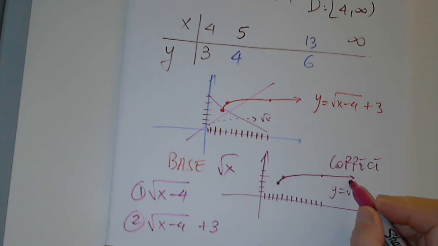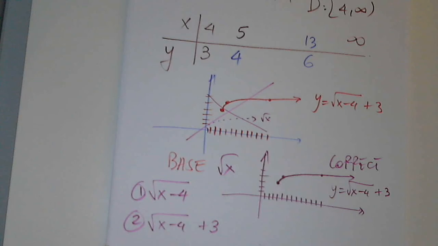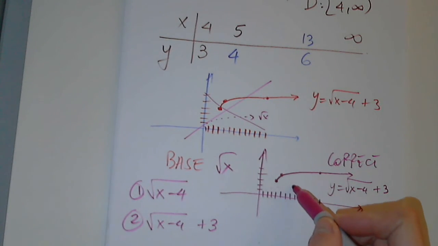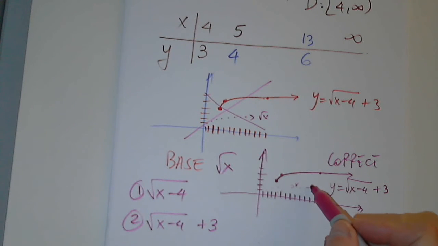So y equals the square root of x minus 4 plus 3. So then this would have been the square root of x, and this would have been the square root of x minus 4, and then up 3. And what about the range of this function?